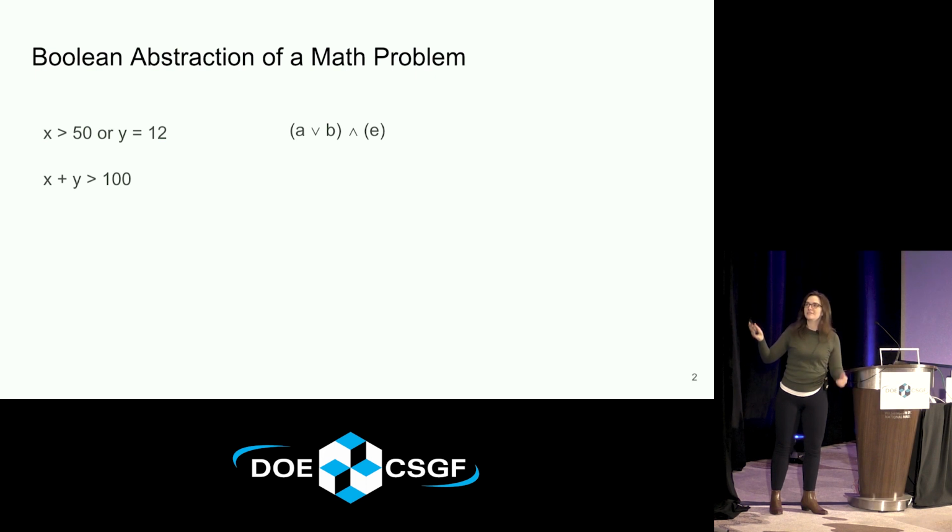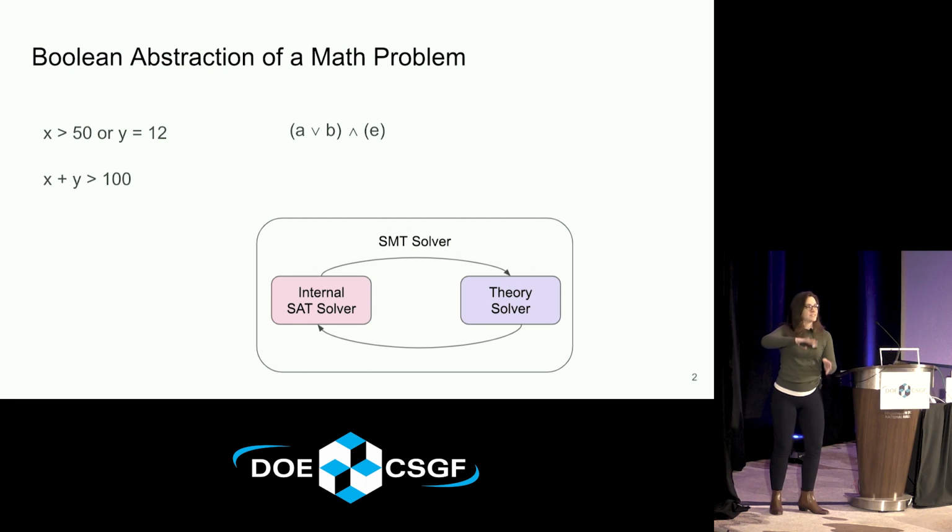Why am I talking about this? The input to an SMT solver looks a lot like the thing on the left, and internally, it's going to have a representation like the thing on the right. There's going to be an interaction between your internal SAT solver, which is solving the thing on the right, and the theory solver, which knows about the representation on the left. So you can do more than linear integer arithmetic with SMT solvers.